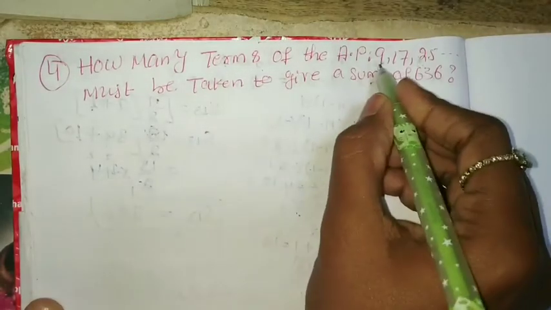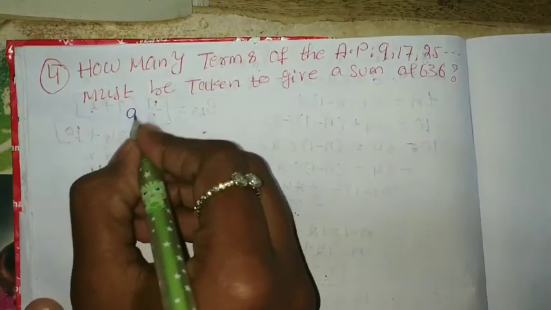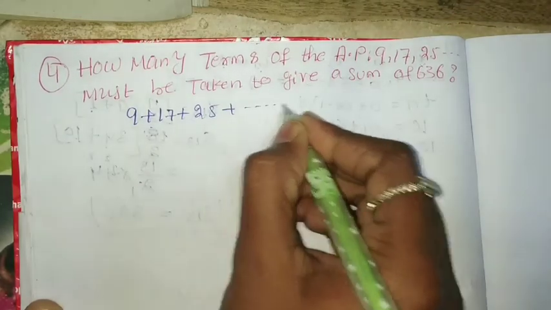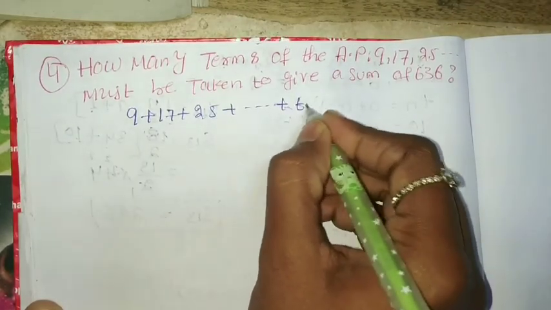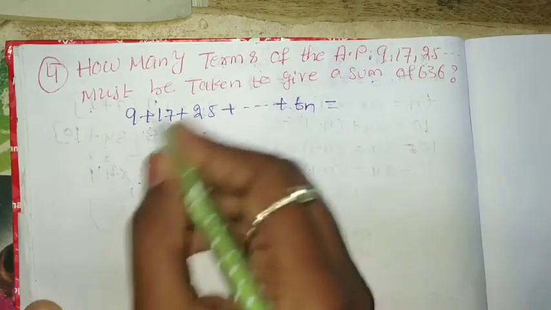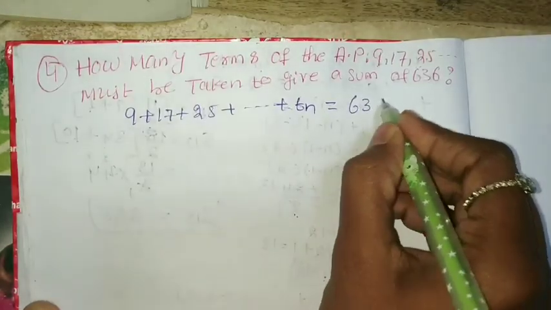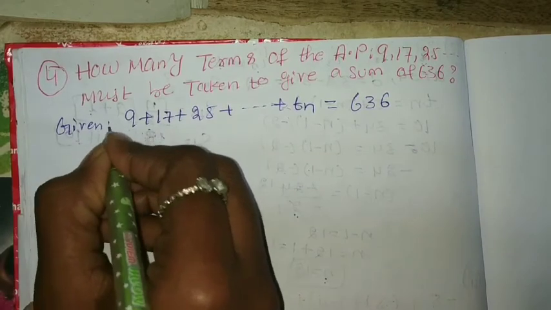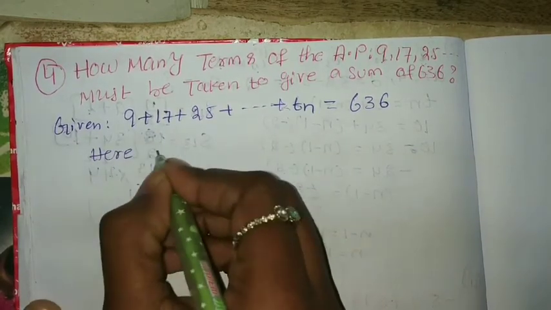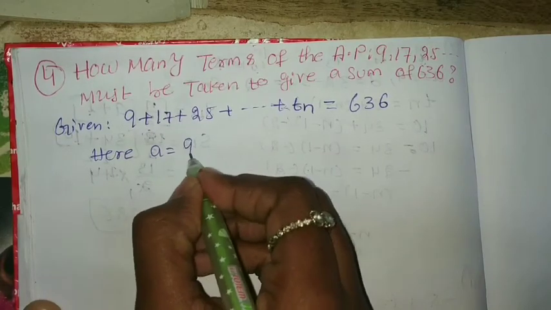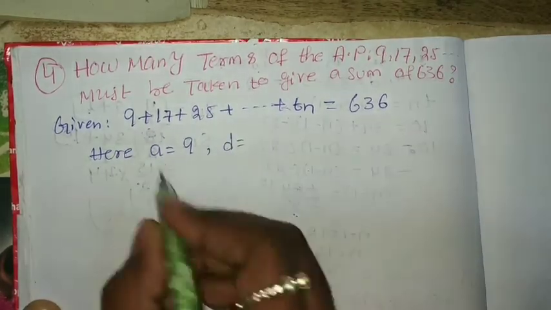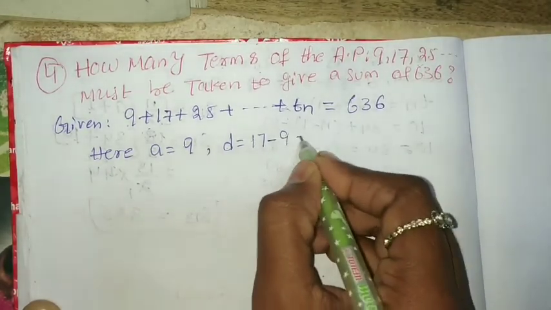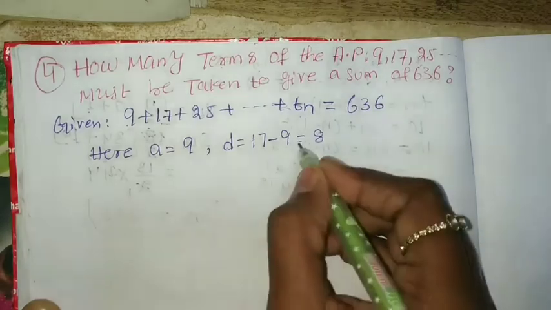Here, the sum of these terms, that is 9 plus 17 plus 25 and so on up to n terms, Tn. The total sum will be 636. They have already given this. Here, what is a? a is the first term, that is 9. And d is the common difference, 17 minus 9, term 2 minus term 1, is equal to 8.